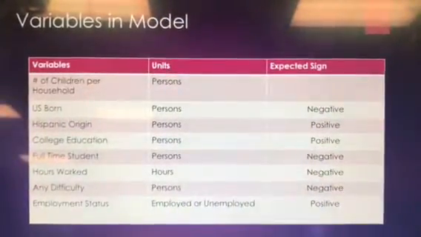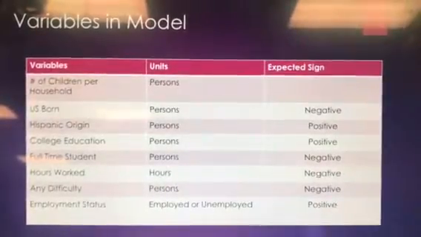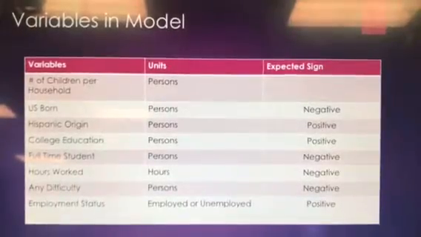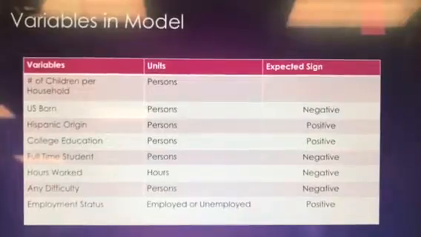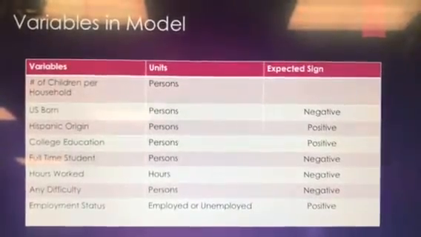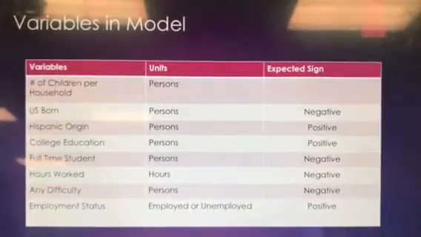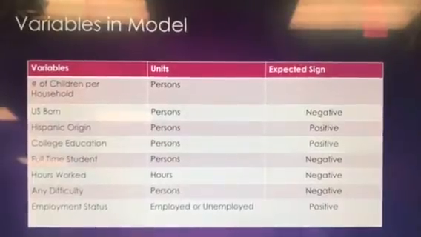Variables in model. Our dependent variable is the number of children per household. The units for this is persons per household. Our first independent variable is US born. The units for this is persons, and what that means is for every 1 person increase, our expected sign is negative, so we expect there to be less people in that household.